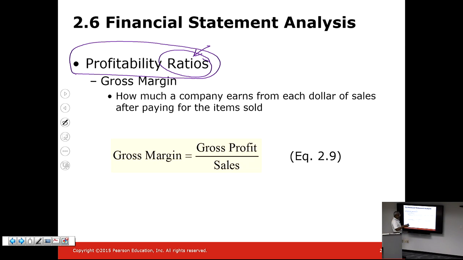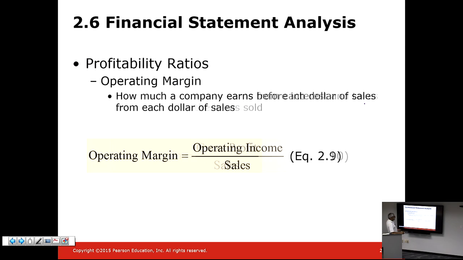So we standardize these numbers. For example, we are looking at gross margin. We already know what gross profit is. We take sales minus cost of goods sold. But now we take that gross profit as a percentage of sales. And that gives us a margin. So what percentage of sales was converted into gross profit? How much did the company earn for each dollar of sales that it has generated? That gives us gross margin.